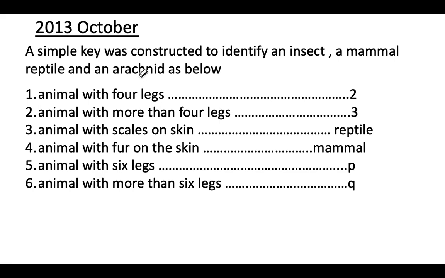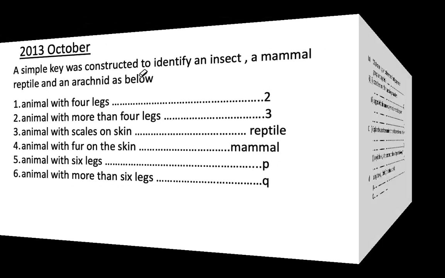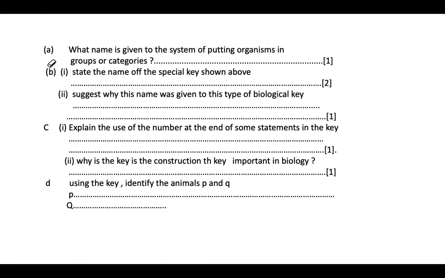So let's now look at the questions. We are given the question. The first question is A. What name is given to the system of putting organisms in groups or categories? If we review back on classification, classification is a system of putting animals into categories or groups. So we can say classification. That system of putting animals into groups and categories, we call it classification.